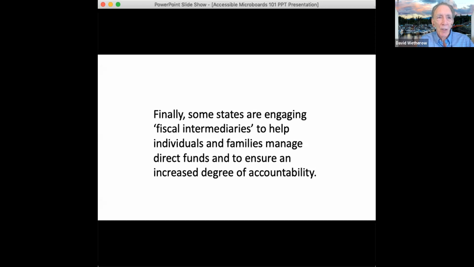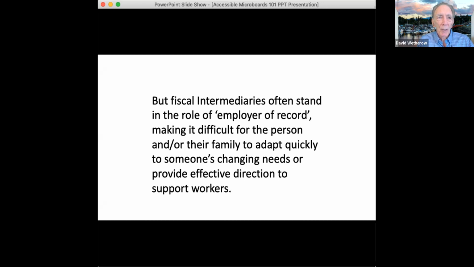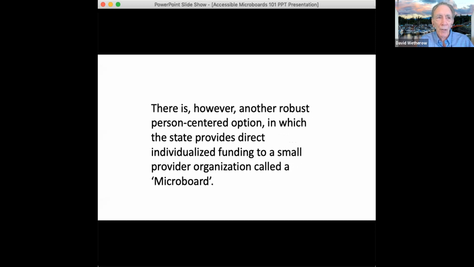And finally, some states are engaging fiscal intermediaries to help those individuals and families manage direct funds and ensure an increased degree of accountability. But fiscal intermediaries often stand in as the employer of record, making it difficult for the person or their family to adapt quickly to someone's changing needs or provide effective direction to support workers.